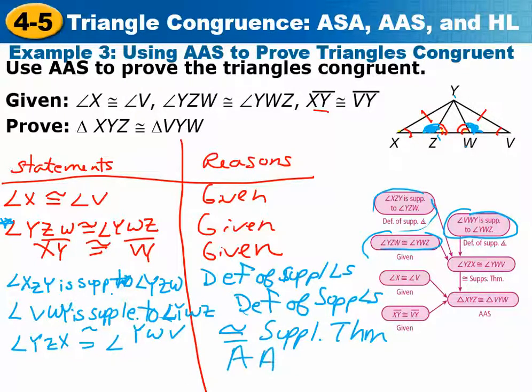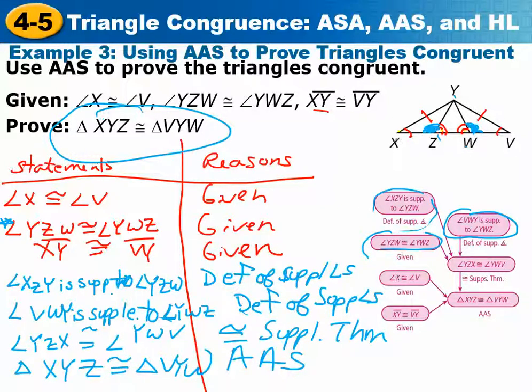Angle, angle, side, we just learned, is a theorem that says that the two triangles then are congruent to each other. So now your last step is to write down exactly what they wanted you to prove, and I can prove it because of angle, angle, side. And then I'm done.